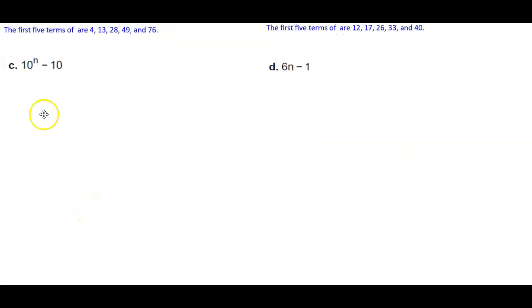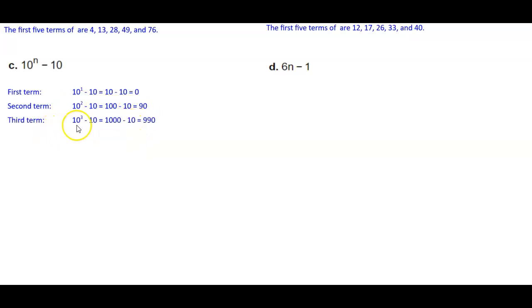Next, we have 10 to the nth power minus 10. And again, we're going to let n equal 1 through 5. So the first term is 10 to the 1 power, which is equal to 10, minus 10 gives us 0. The second term, 10 to the second power is 100, minus 10 is 90. The third term, 10 to the third power minus 10 is 1000 minus 10, which is equal to 990.